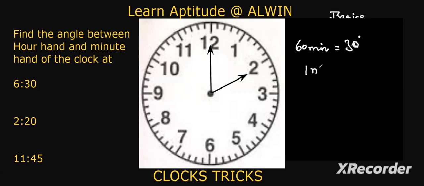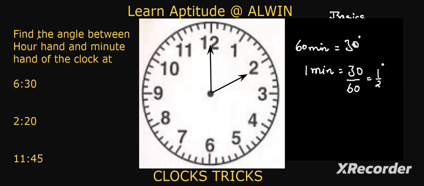That means in 1 minute, when my minute hand is moving, my hour hand is only moving half a degree. How? 30 by 60 is half a degree. If we know this fact, it becomes very easy to solve these kinds of questions.